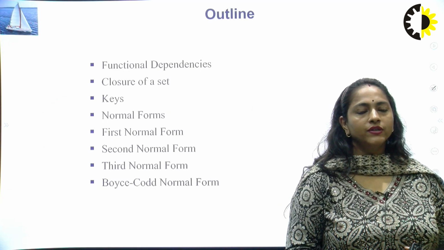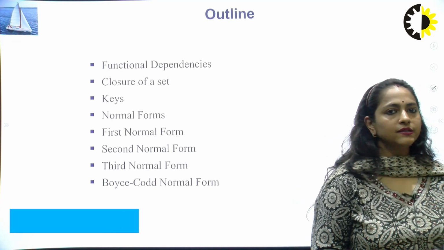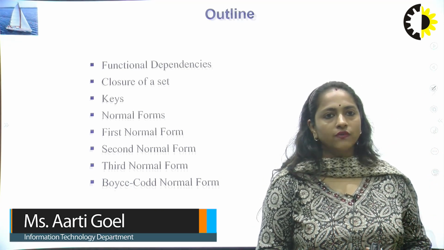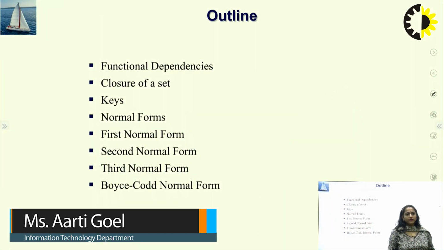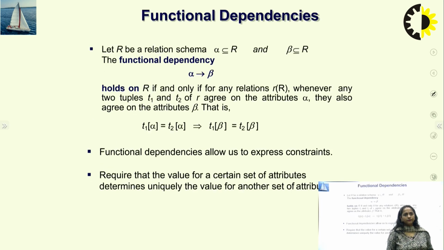So the outline of this lecture is, first we'll discuss the functional dependencies, then we'll discuss the closure of a set, how to find the closure of a set, different kinds of keys, candidate key, primary key, super key, non-key, prime key, and so on. Then the normal forms, why we need this normalization, first normal form, second normal form, third normal form, BCNF, and so on.